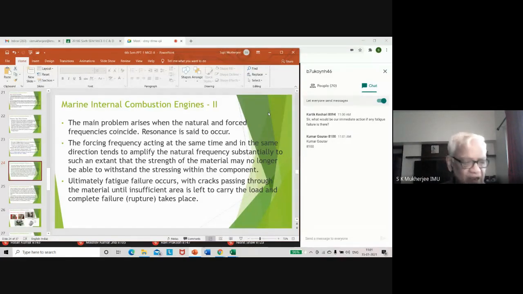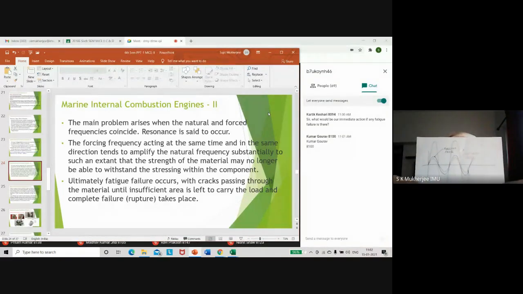Why does it happen? If one component has a natural frequency of 200 and I hit it only at a frequency of 150, there is going to be no resonance. But if I increase that 150 to 160, 170, 180, 190, 200, the moment both are at 200, then the whole thing vibrates enormously. This is called resonance. I have a graphical representation of what it means. You have a natural frequency, which is in red, and the forcing frequency is in black.